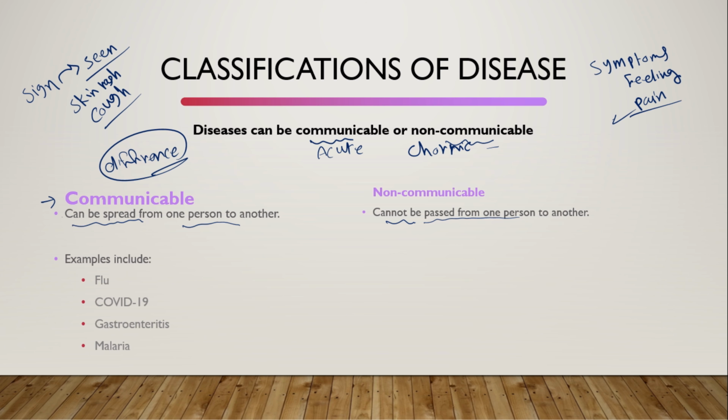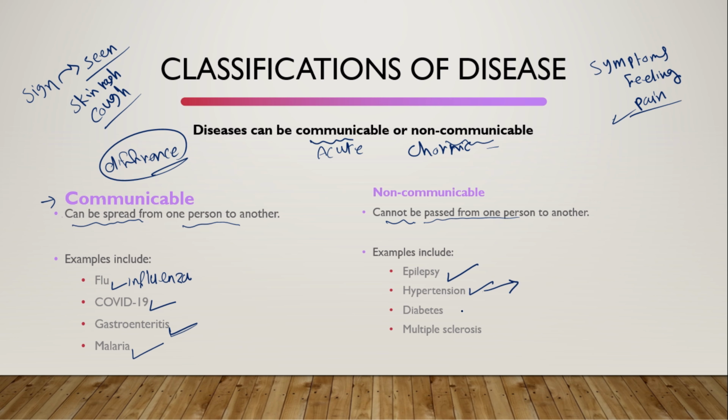Can you give me examples of communicable disease? Examples include flu, meaning influenza, which we shorten to flu. COVID-19, gastroenteritis, which is inflammation of the stomach or intestines, and malaria. Non-communicable disease cannot be passed from one person to another. Examples: epilepsy, hypertension, meaning high blood pressure, diabetes, multiple sclerosis.